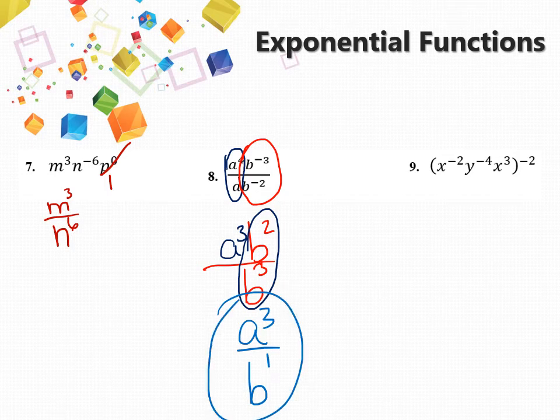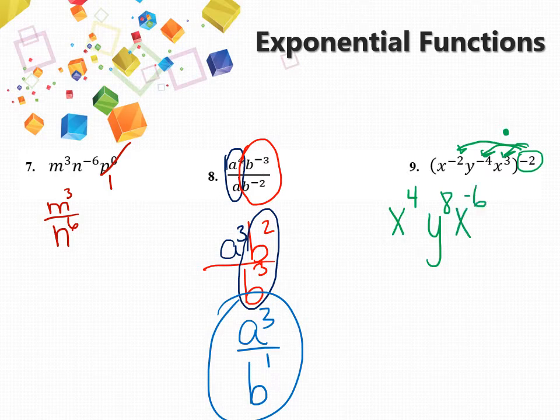Another rule is power to a power, which says we distribute the exponent to all other exponents by multiplying. So x -2 times -2 is positive 4. Y -4 times -2 is 8. And x 3 times -2 is -6.